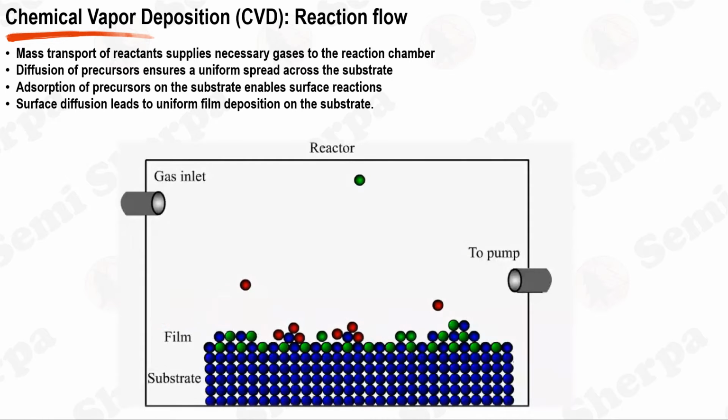Once the precursors have diffused adequately, they are adsorbed onto the substrate surface. This adsorption process is vital for enabling the subsequent surface reaction. The adsorption of precursors depends on the interaction between the precursor molecules and the substrate surface, which can be influenced by parameters such as temperature and pressure.